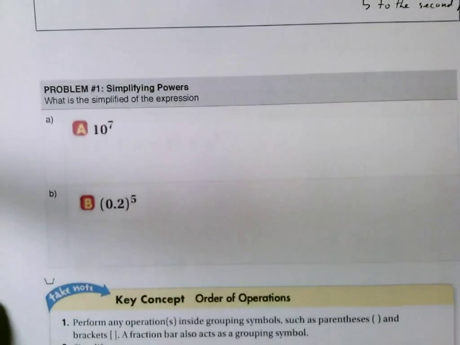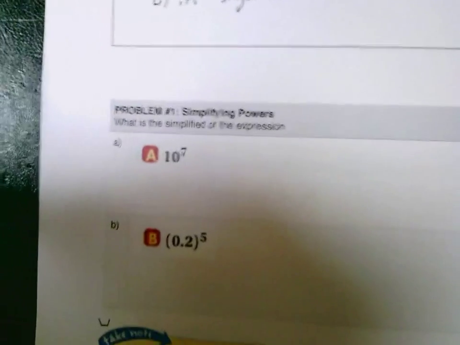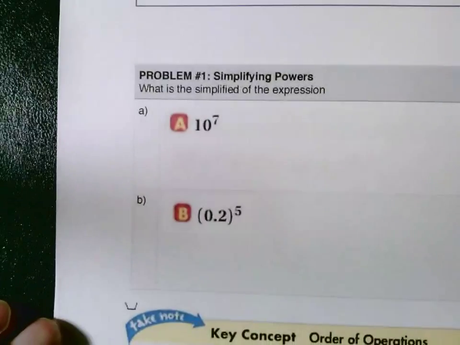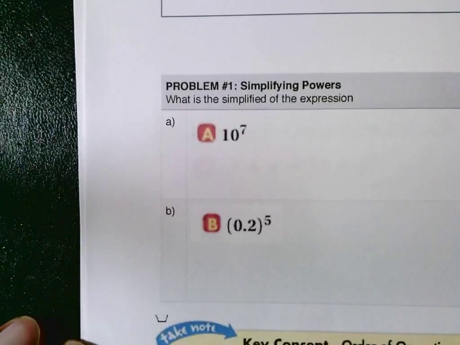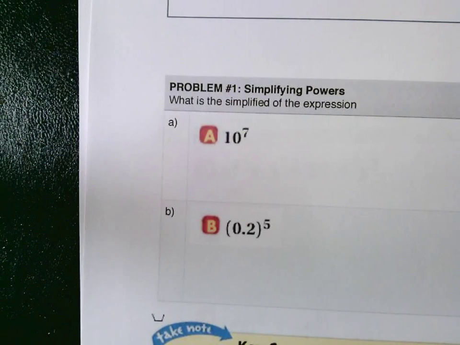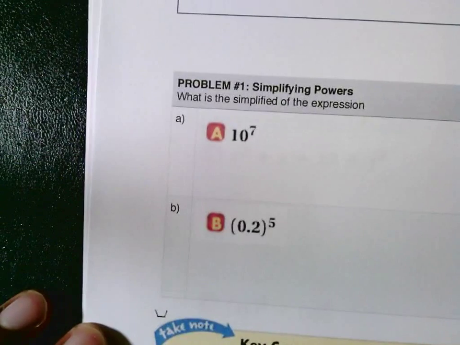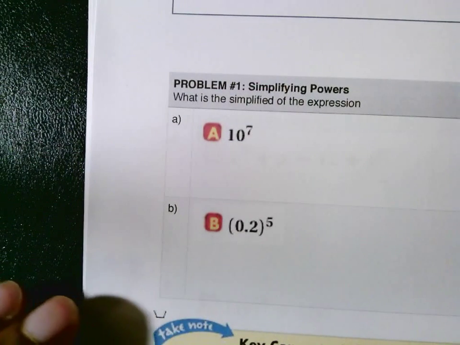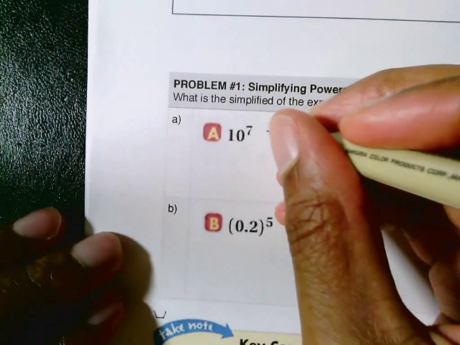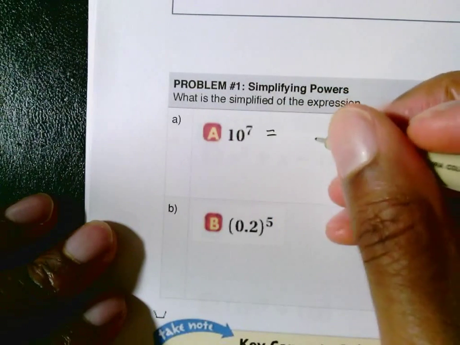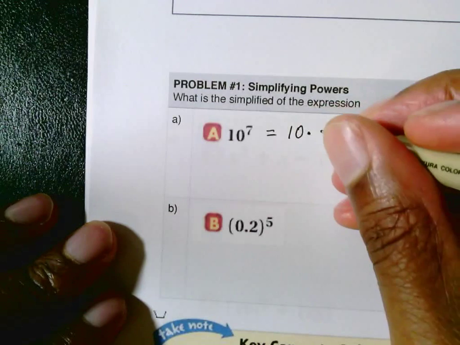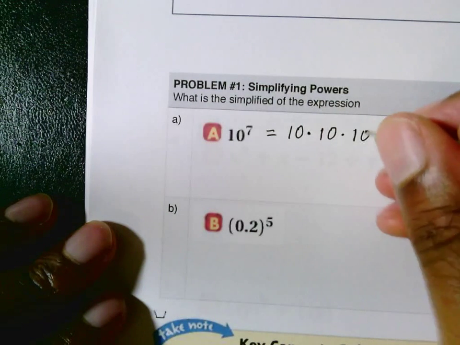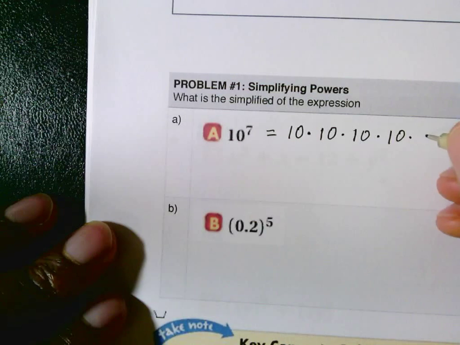For the first problem, I have a couple of expressions. For the first one, I want to simplify the powers. The first one is 10 to the 7th power, is how I would say it. And I want to simplify it. To begin, I'm going to write it out. So 10 to the 7th power means 10 factored 7 times: 1, 2, 3, 4, 5, 6, 7.